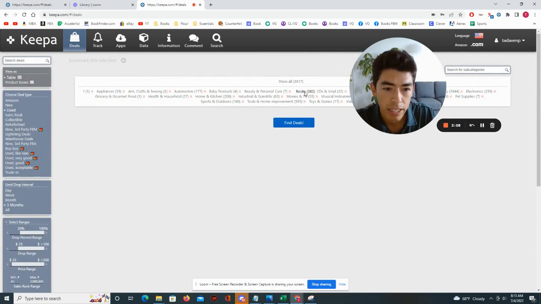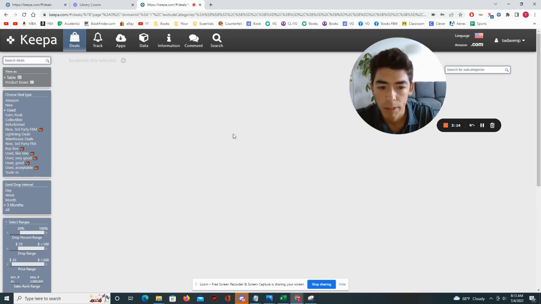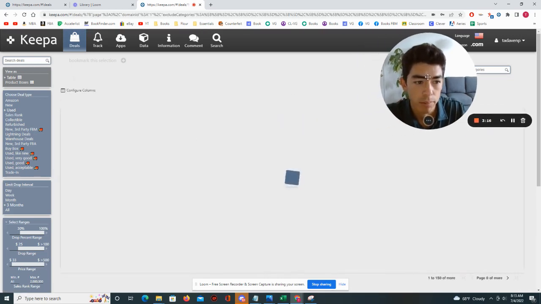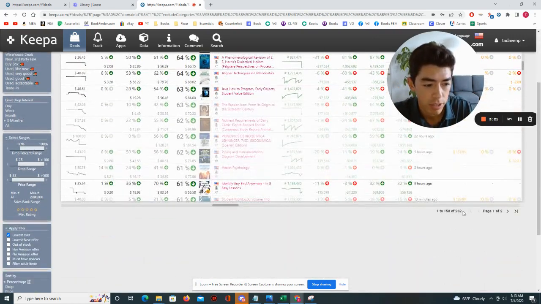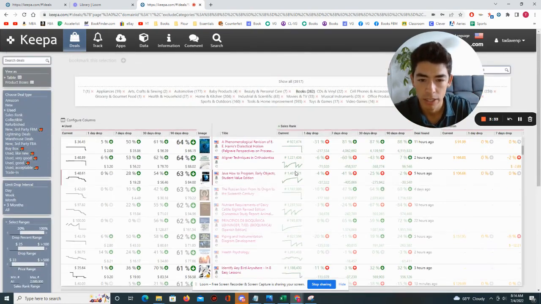Okay, I'm going to go ahead and then select the book category, right? Because this could be applied to many different categories, but I'm interested in books. And I'm going to press the Find Deals button there. And now this is going to return a whole bunch of results that meet this criteria. You can see that 262 products meet this criteria. And remember, if I were to come over here and just change any of these slightly, then the number of returned books that come back to me would change drastically.